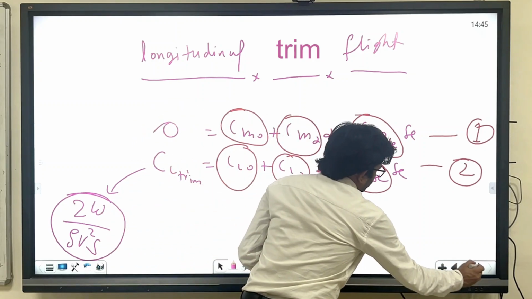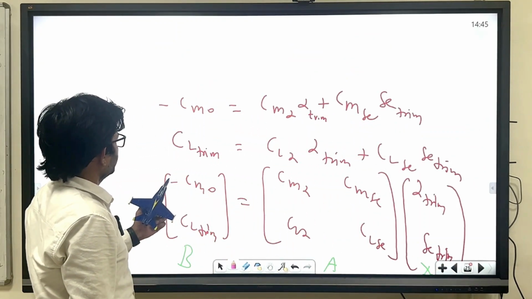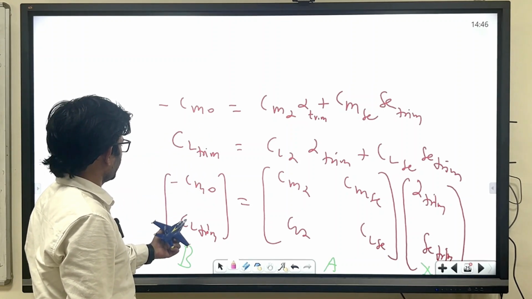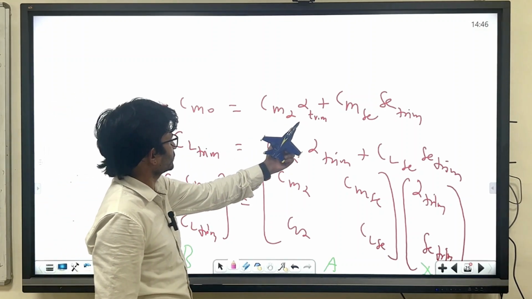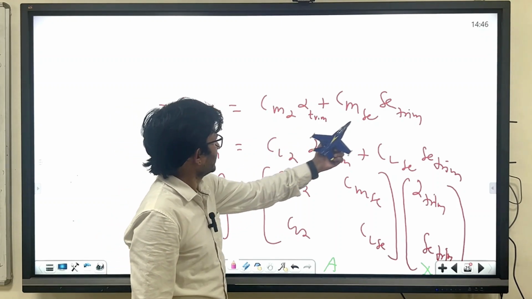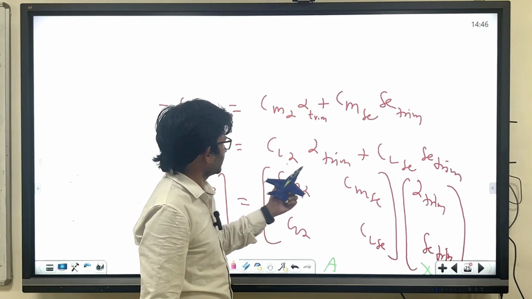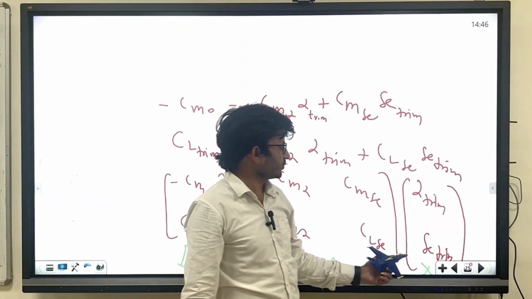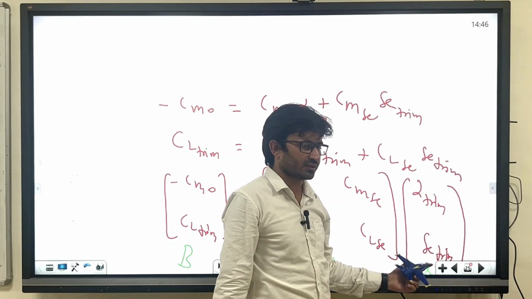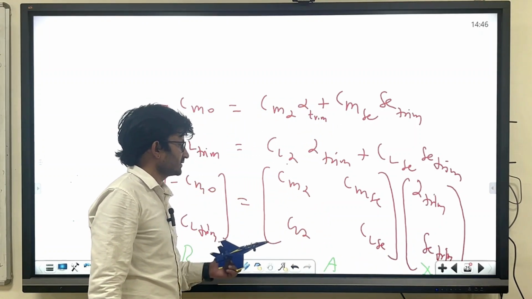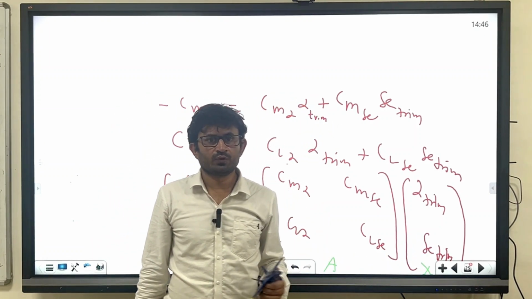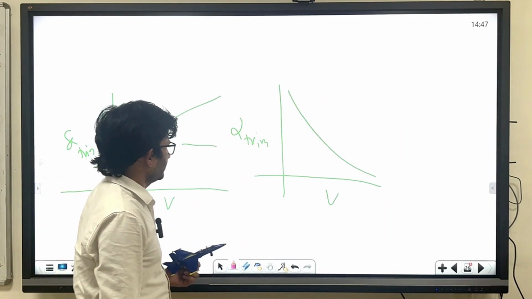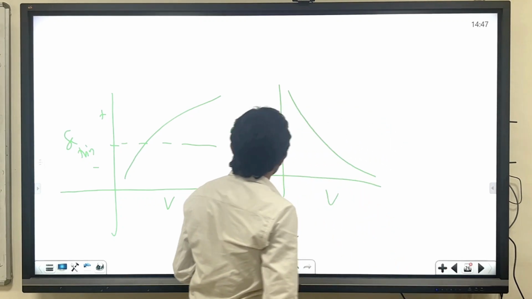Okay, so these are two equations and two unknowns sitting here, one is alpha and one is delta E. So you can take Cm naught at this side and CL trim at this side, make one matrix here, and what are the coefficients associated with alpha? Cm alpha, and here Cm delta E, and here is CL alpha, and here is CL delta E. You can have one 2 cross 2 A matrix, and the unknown you denote as X, which is alpha trim and delta E trim. Okay, and the solution of this equation will give you the alpha trim and delta E trim. So now we have delta E trim and alpha trim.